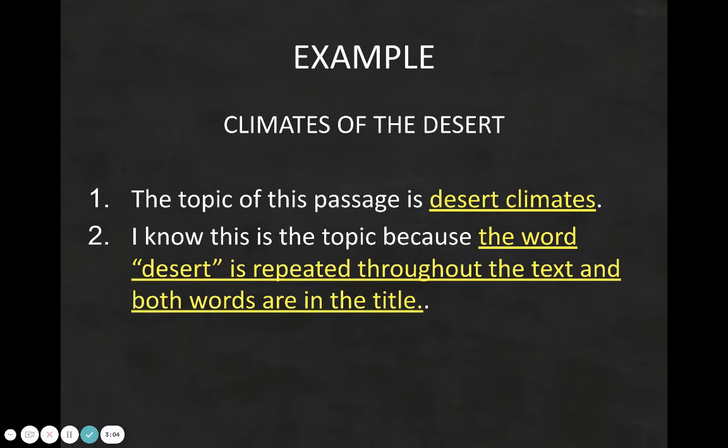If I were to have made a list of all of those words that I highlighted and then looked at the title and thought, well, what is this whole thing mostly about? I would choose desert and climates. I know this is the topic because the word desert is repeated throughout the text and both words are in the title, so that was a pretty good hint to me. And I remembered topic had to be 1 to 2 words, so I couldn't say the topic was climates of the desert. That's too many words. So I had to pick 2, desert climates.